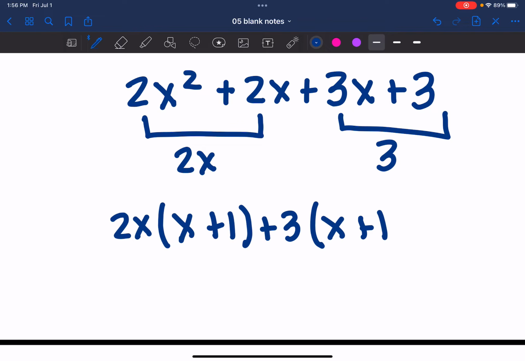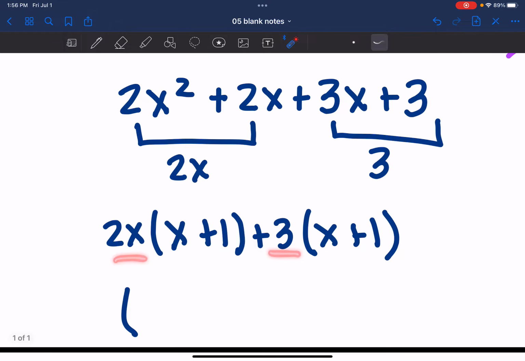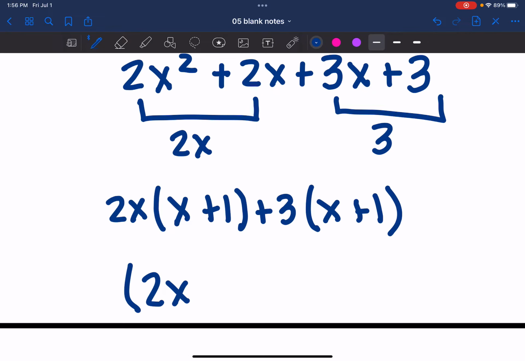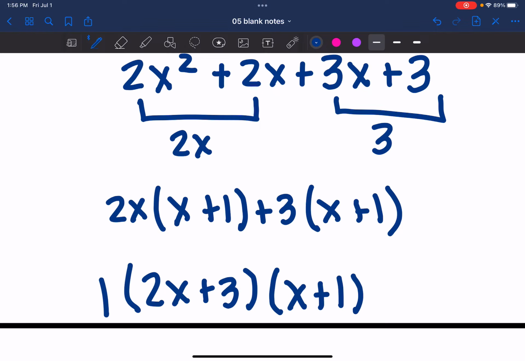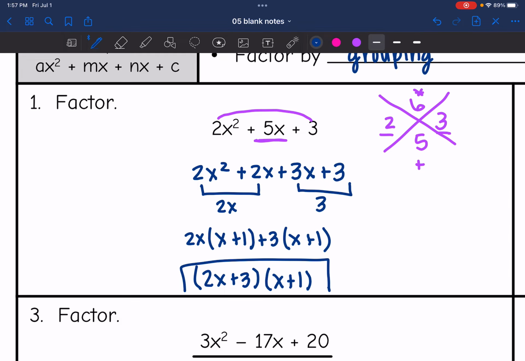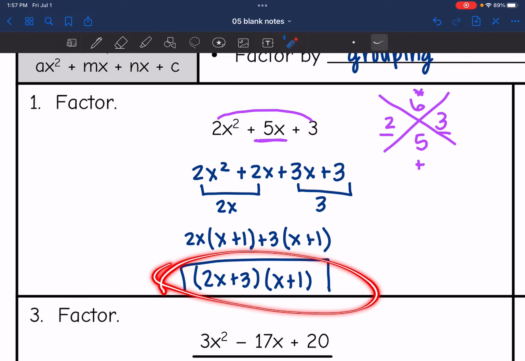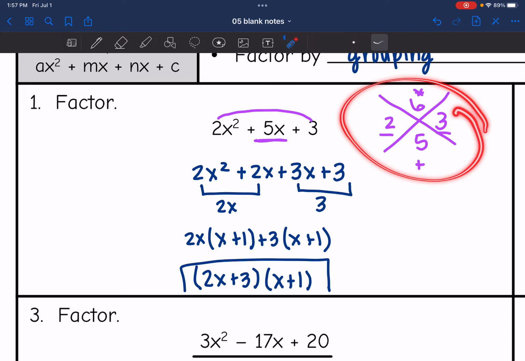And now I can factor out the common binomial. 2x plus 3, put that in one group. And then x plus 1 will be the second group. And there's my factored trinomial. And of course, you could check this by foiling or using the box method and making sure it equals 2x squared plus 5x plus 3, which it would. So we figured out what to split the 5x term up into. It was 2x plus 3x, and then we just factored it by grouping.